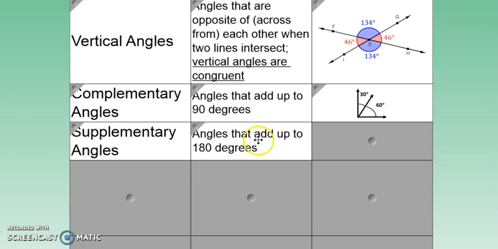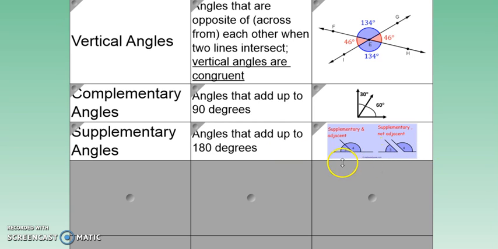So then we have supplementary. Supplementary are angles that add up to 180 degrees. And we have the two examples where adjacent is when they actually share a common side and vertex, and then not adjacent. So see, these still are right next to each other, but they're not sharing the common side and vertex, so they wouldn't be considered adjacent.